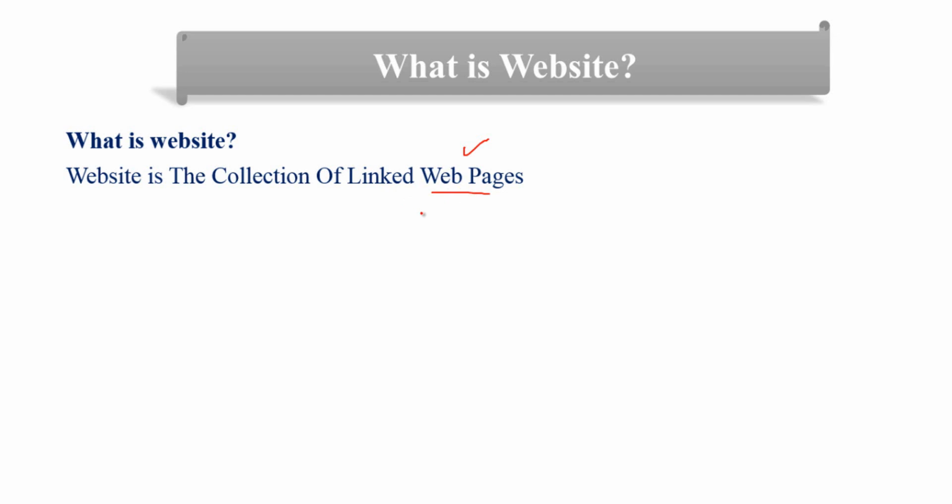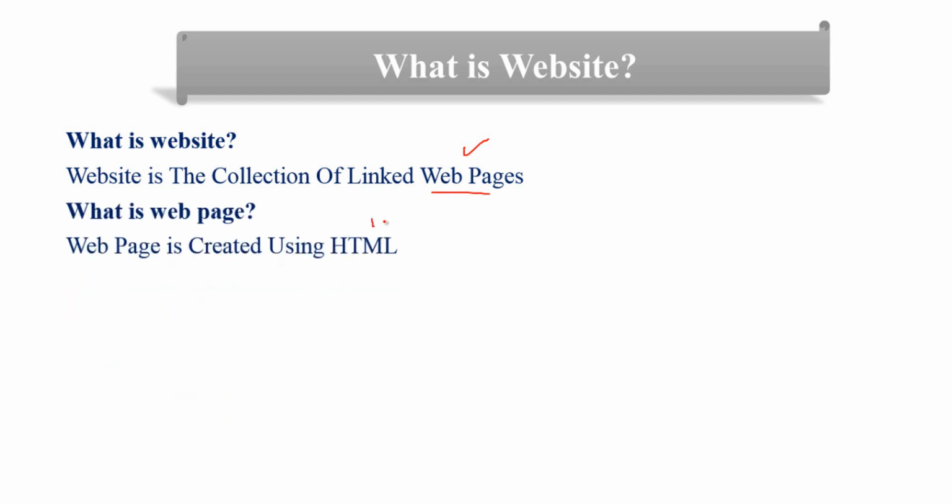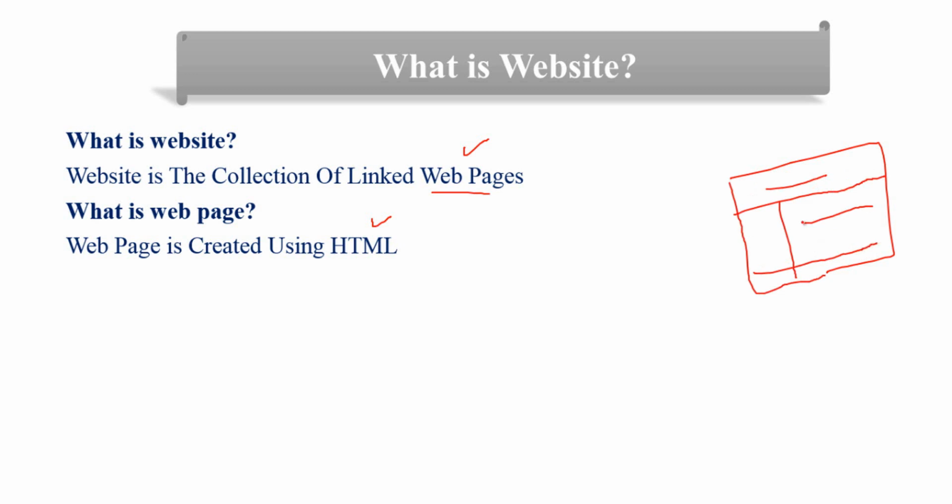You can also make a website with a single web page, but actually a website is a collection of different linked web pages. What is a web page? A web page is created using HTML. Actually this is a page that is created using HTML. So you should know about a page. For example, this is the header of a web page, this is a sidebar of the web page, this is the main content, this is the footer of the website. Now, this is one web page. This web page layout structure and design is created using HTML and other skills.